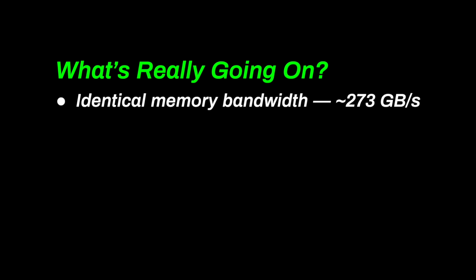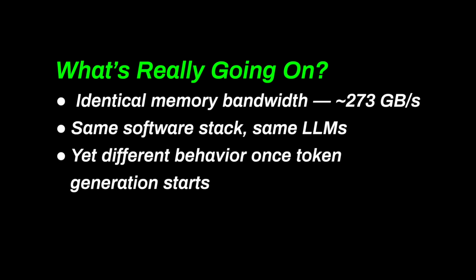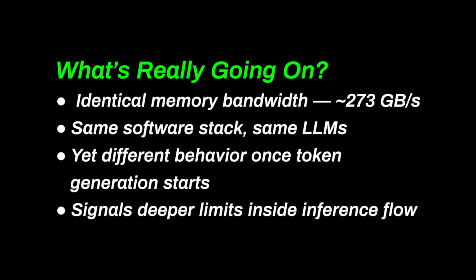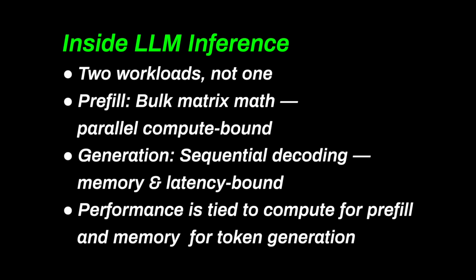From the outside, both appear to share the same memory, the same bandwidth, even the same software stack. But clearly something else is shaping how each system keeps pace. That's where the real story begins. To answer that, we need to look inside inference. How data flows, how compute weighs, and where limits emerge.